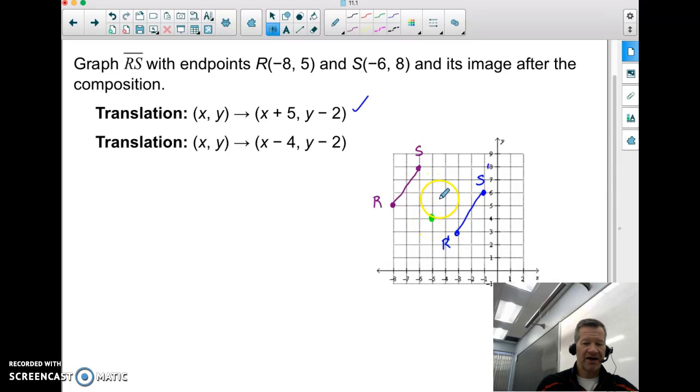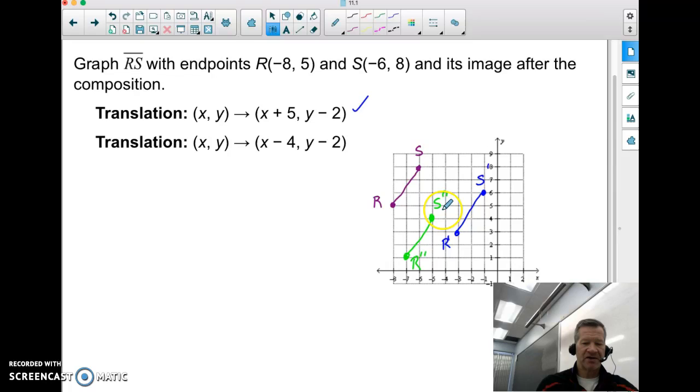What do you think we're going to call that? We're going to call it S double prime. And R, 4 to the left and 2 down. There's R double prime. And there's our segment. So our segment moved 5 to the right, 2 down, and then 4 to the left, 2 down, and it ends up here.